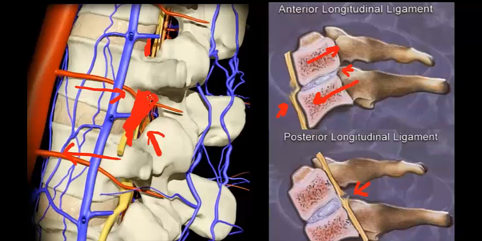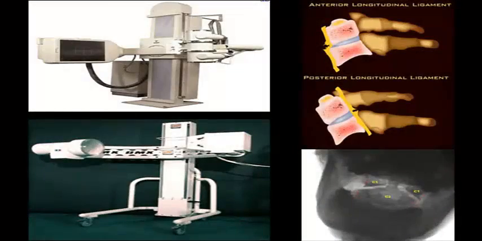Now, one of the other things that we can see with this is damage to the joint, listed here, called the facet joint. When it's damaged, it too swells right into the nerve. This can be particularly painful.